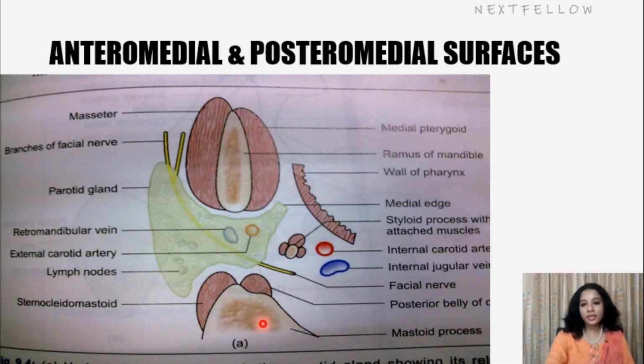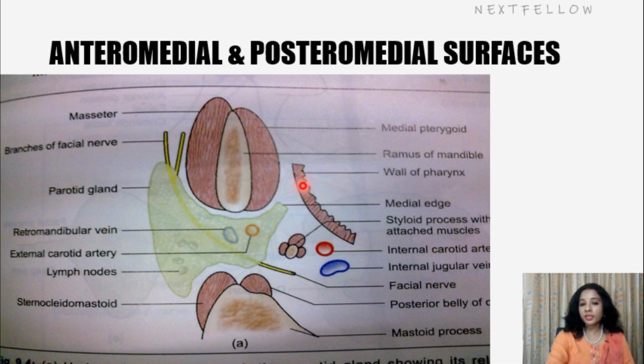And posteriorly, I said it is related to the mastoid process, and the two muscles attached to the mastoid process are the sternocleidomastoid and the posterior belly of digastric. Laterally is the sternocleidomastoid and medially the posterior belly of digastric. So these are the anterior and posterior relations of the parotid.